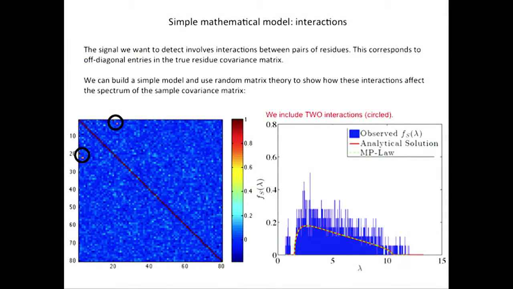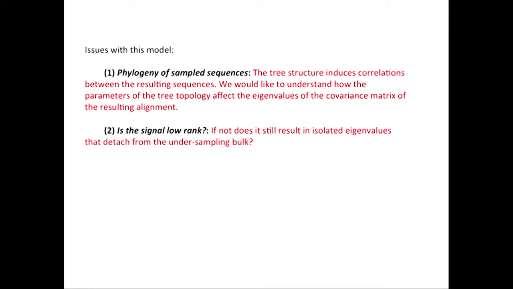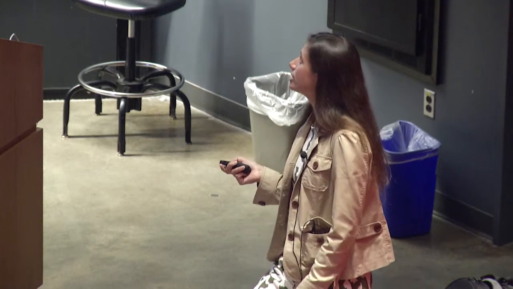Okay, so that's sort of an interesting direction. If we're really undersampled, maybe we can just use this approach for our data. There's a couple of issues with this model. The first is that, of course, our sample sequences aren't actually independent of one another. They're related by phylogeny, by the evolutionary process.